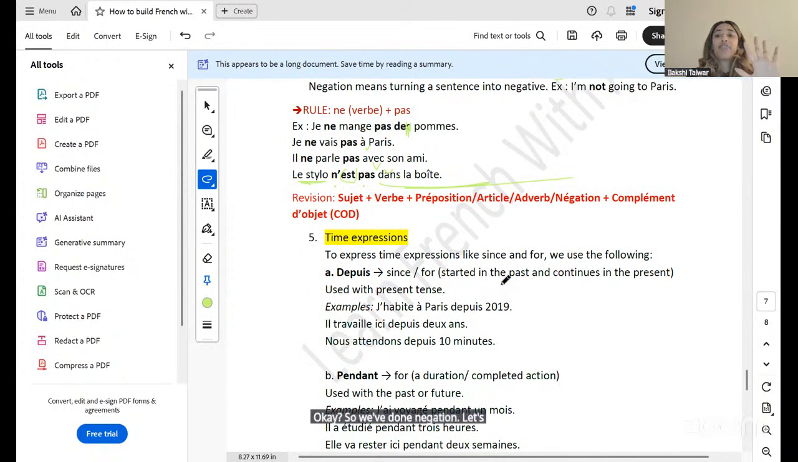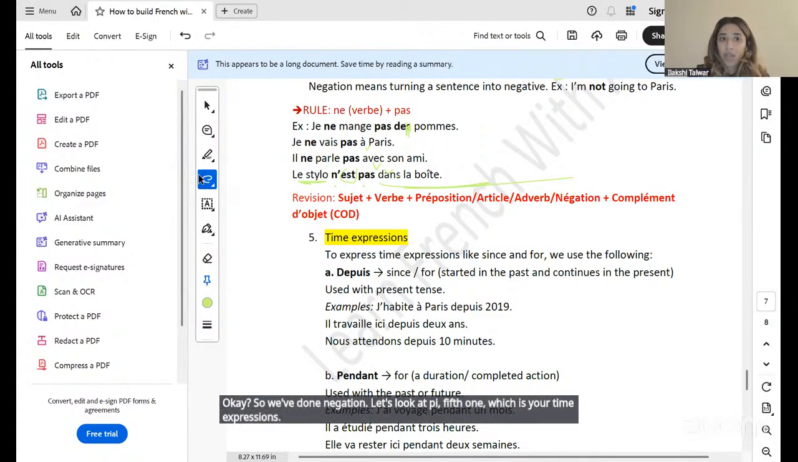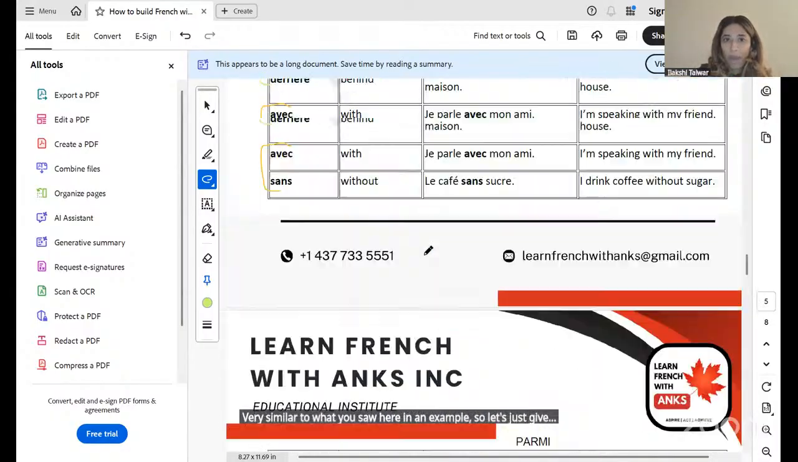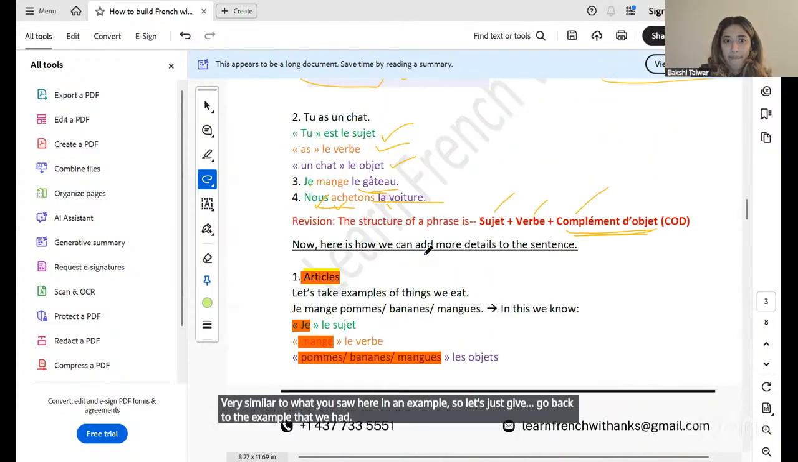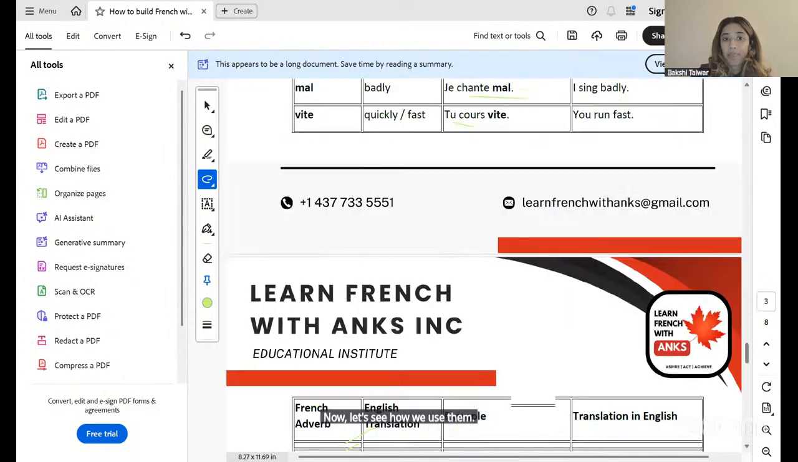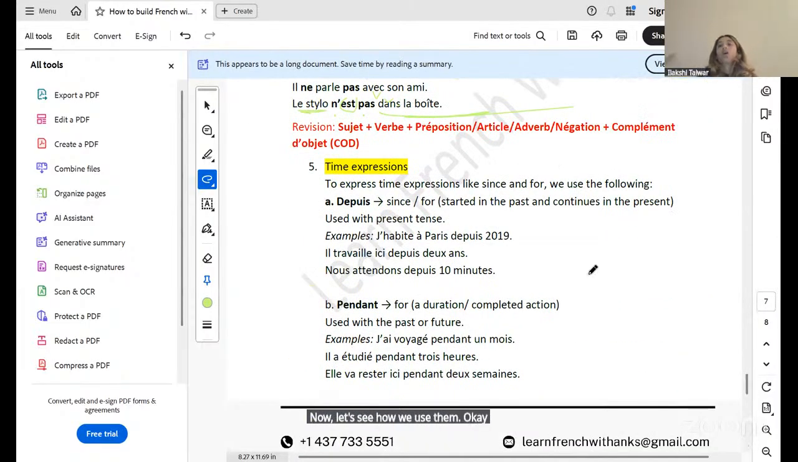Let's look at the fifth one, which is your time expressions. Very similar to what you saw here in an example. So let's just go back to the example that we had. Right here. These are time expressions. Now let's see how we use them. Okay. Your time expressions are things like depuis, which is basically since, or things like pendant. Let's review them together. Okay, so depuis, which means since. Something that started in the past and it's still continuing in the present also. So use in present tense.